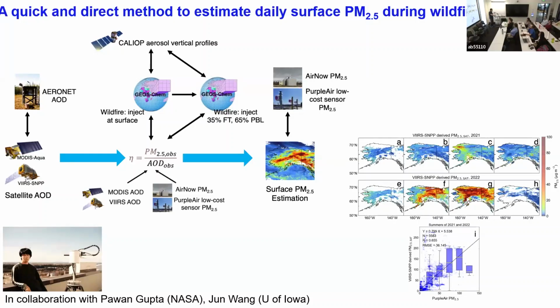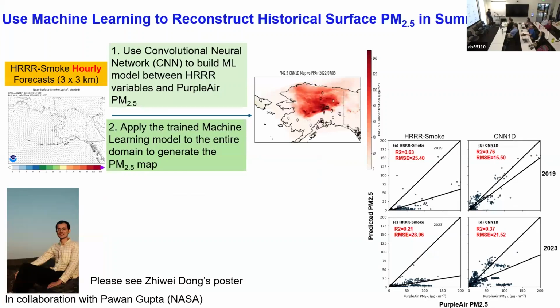And GEOS-Chem, as probably many of you know, is a global model. It's not that great in terms of resolving the fire plume transport. So another person in my group, Zui, is looking at another model. It's called the HRRR model. This is a high resolution model developed by NOAA. They made it operational in Alaska since 2020. This is a really great model, giving you very good information about wildfire plumes at 3 by 3 kilometer. This is much, much higher resolution and it's real time.